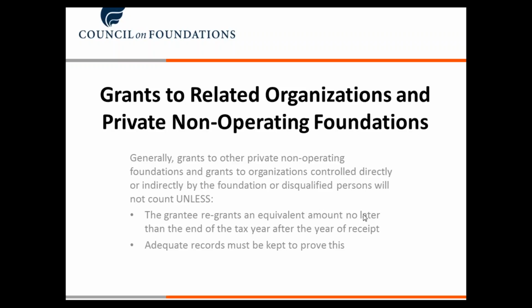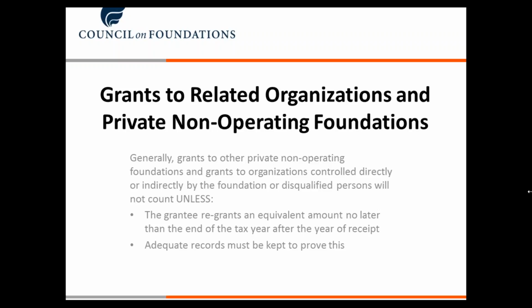Now, I mentioned unrelated organizations. If you are making grants to related organizations and other private non-operating foundations, there is a special rule. Generally, these amounts will not count toward your distribution amount. But if you are wanting to make a grant to another private foundation or to a related organization, it will count toward your distribution amount if your grantee, the recipient of that grant, then re-grants an equivalent amount no later than the end of the tax year after the year it receives it. And adequate records need to be kept to prove this.